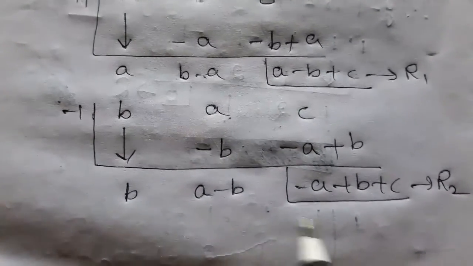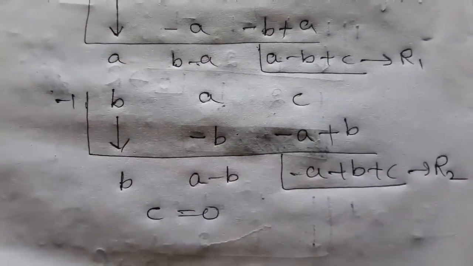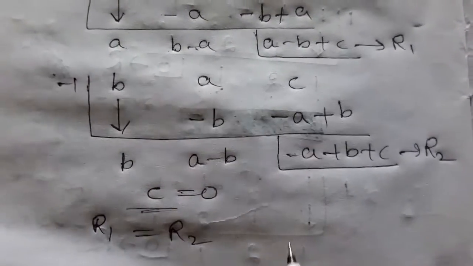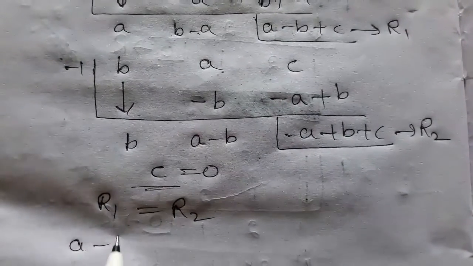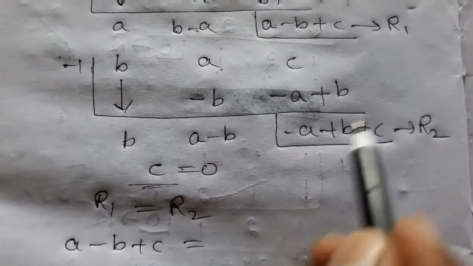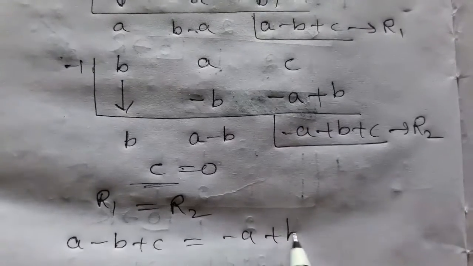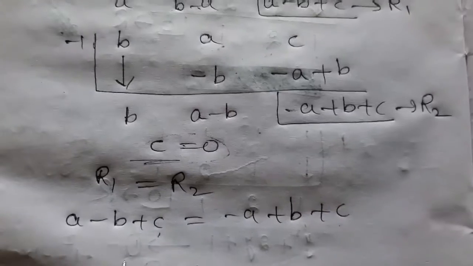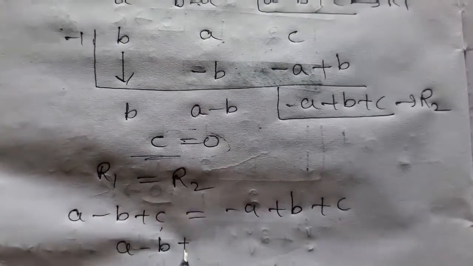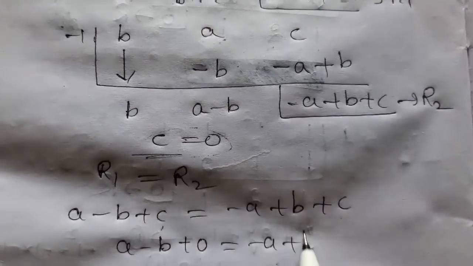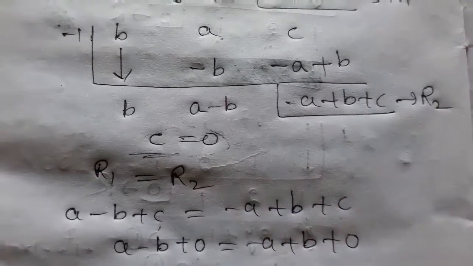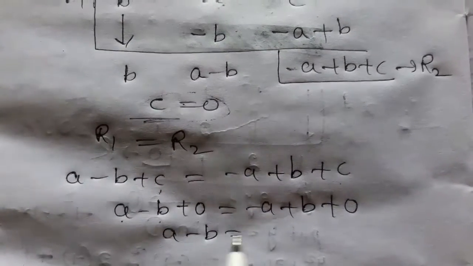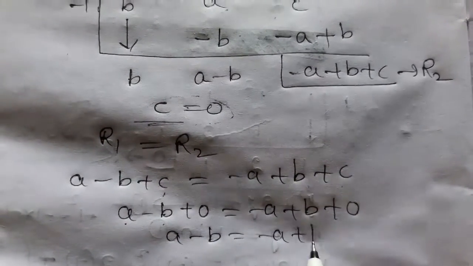There is a condition given, that means c is equals to 0. Now see, R1 equals to R2. R1 is a minus b plus c, that is equals to R2, minus a plus b plus c. Condition is given, c is equals to 0. Put c equals to 0. That means a minus b plus 0 is equals to minus a plus b plus 0. Now a minus b is equals to minus a plus b.